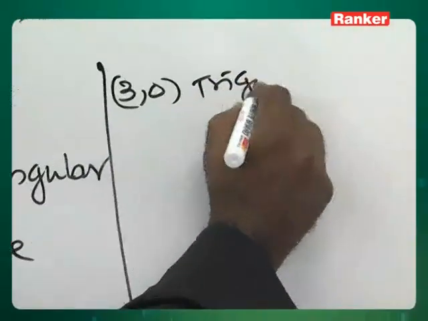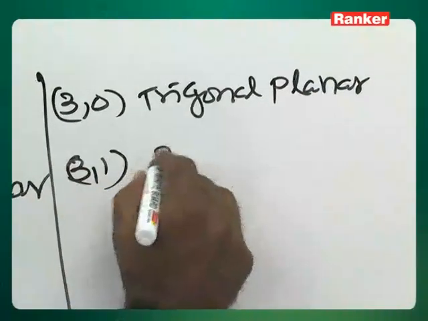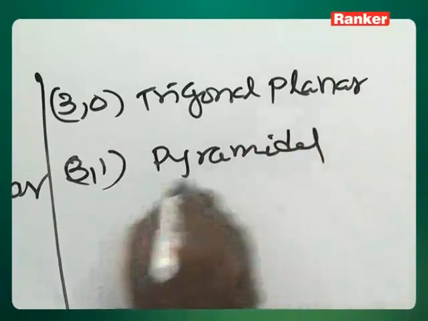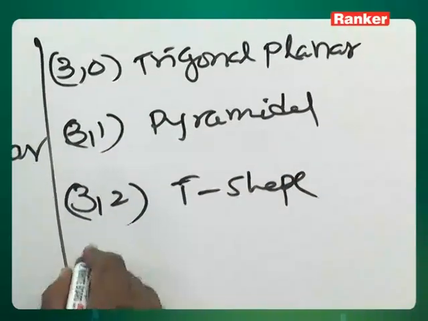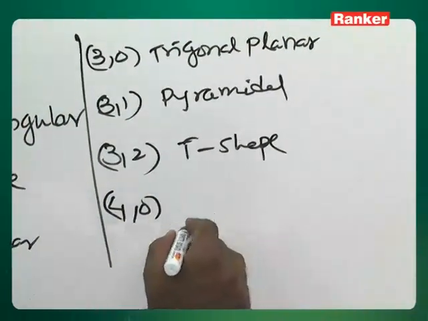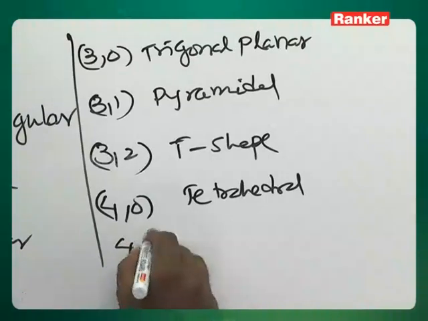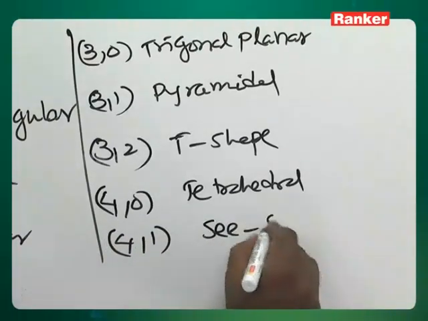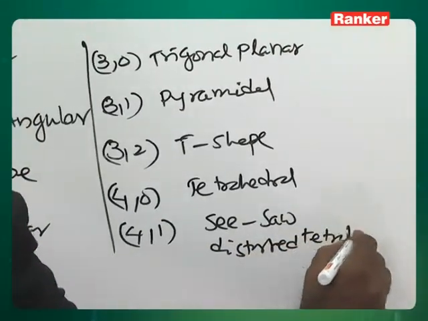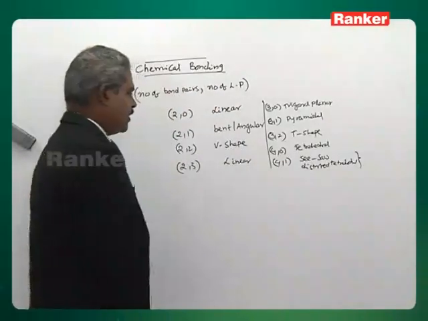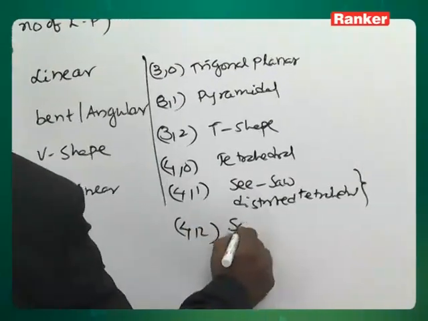Trigonal planar. 3, 1. Pyramidal. 3, 2 is a T shape. 4, 0 is tetrahedral. 4, 1 seesaw or distorted tetrahedral. Distorted tetrahedral. Seesaw. 4, 2 square planar.